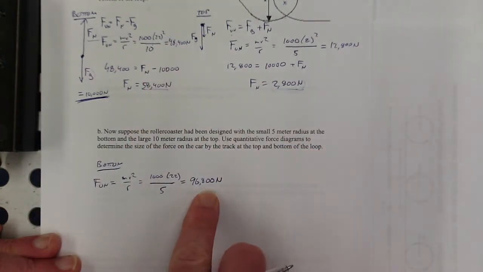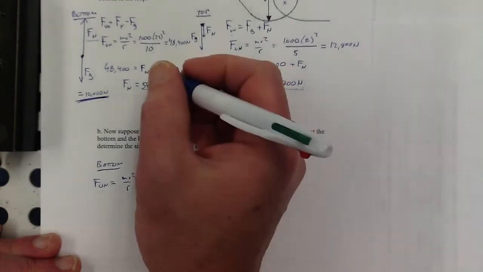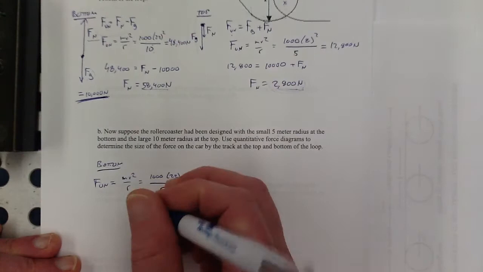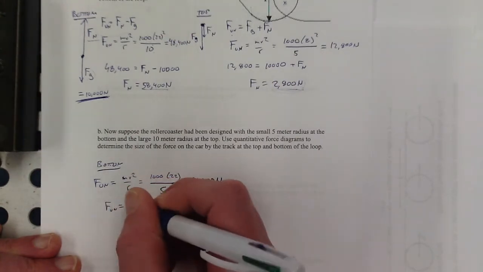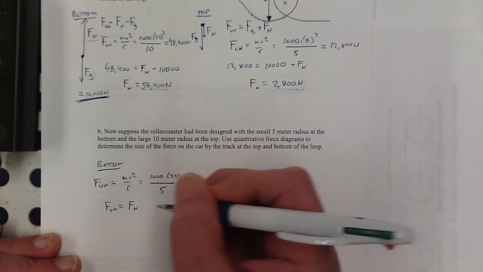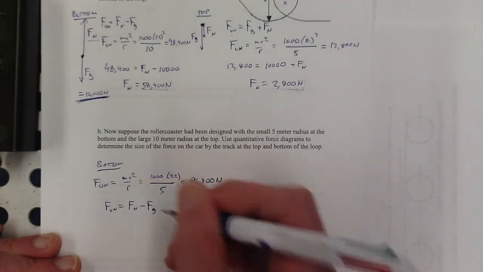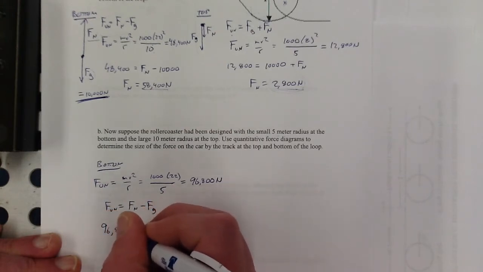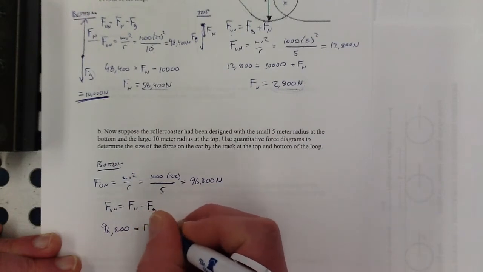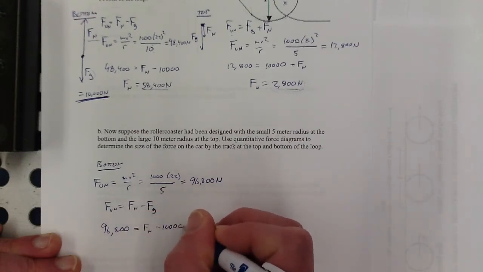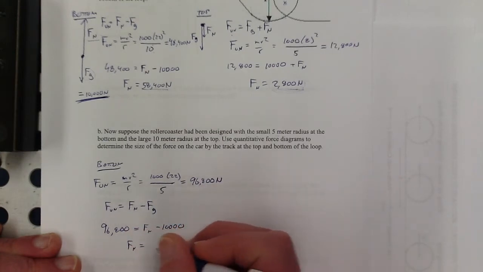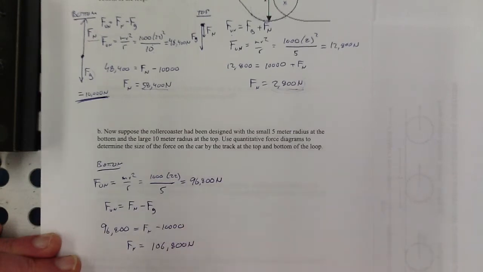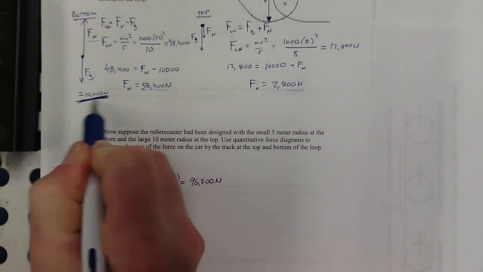I think that's good math there. Looks good. And that means here, when I do my unbalanced force is equal to, that normal force has to be winning. So here, we are now going to have 106,800 newtons of normal force on that car. Now that is more than 10 times what the gravitational force is.